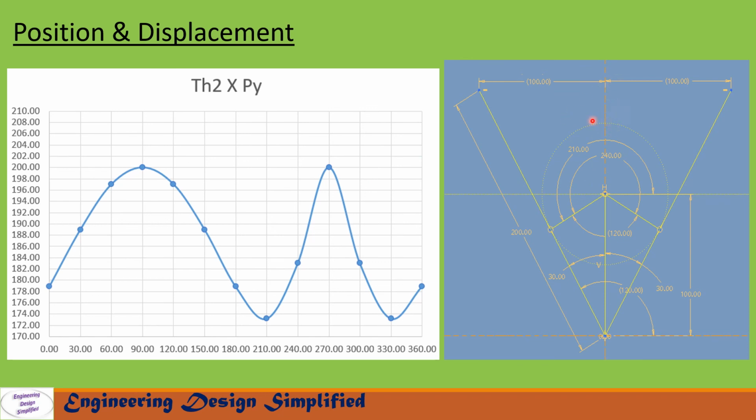So at this position, the py is going to be maximum, that is equal to link length 200 millimeter. As the crank rotates beyond 270 degrees, it is going to fall very rapidly. At approximately 330 degrees of crank angle, it is again going to see the minimum most. So as it further moves to 360 degrees, it is going back to the original position.